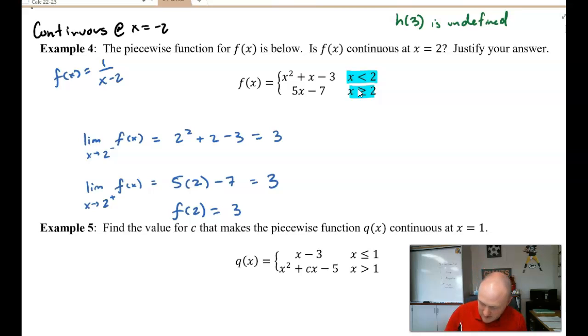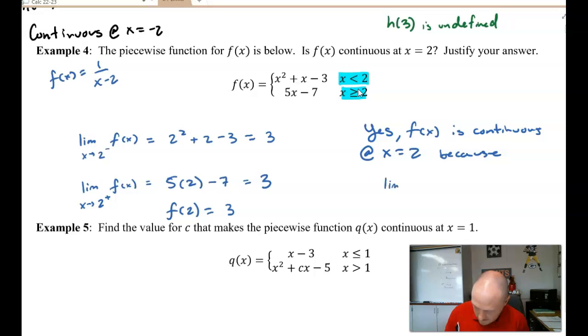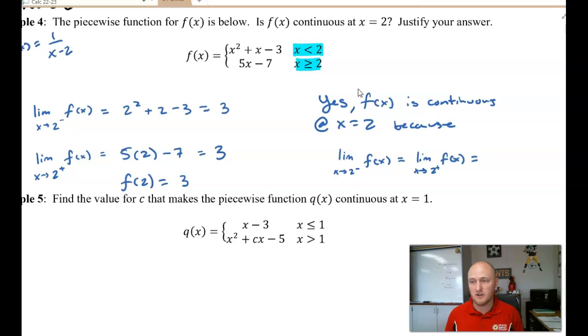So, okay, we say yes. Got to answer the question. Yes, f of x is continuous at x equals 2 because, now I didn't formally introduce this, but this is actually the justification. We would say the limit as x approaches 2 from the left of f of x is equal to the limit as x approaches 2 from the right of f of x, which is actually equal to the function value, f of 2.